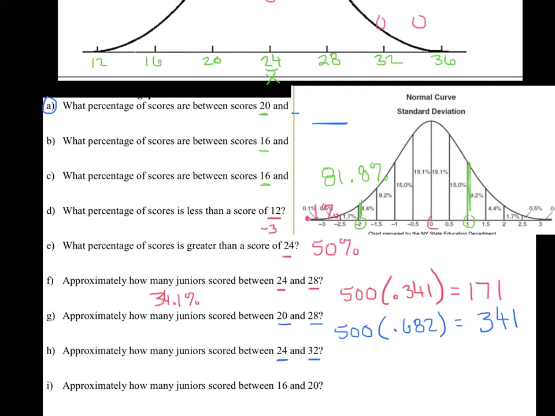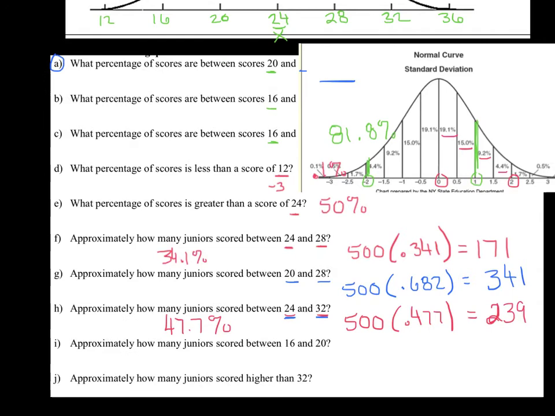24 was the mean. 32 was 2 standard deviations above. So I'm going to go 19.1 plus 15 plus 9.2 plus 4.4. Add those up. For a percentage, I got 47.7% of the data falls between 24 and 32. And then if I do my 500 times 0.477, I'm going to end up with 238.5, about 239 students.